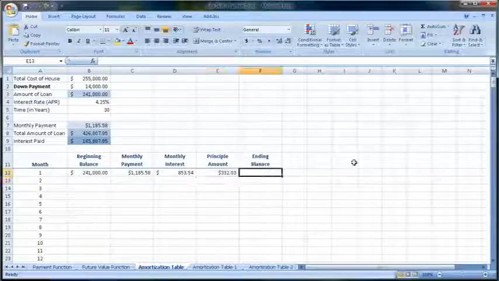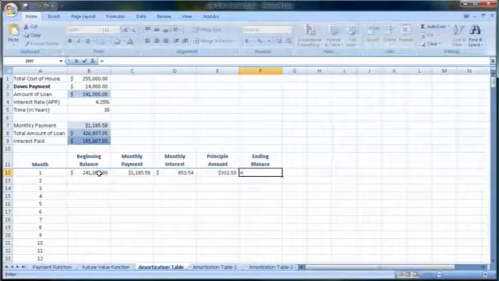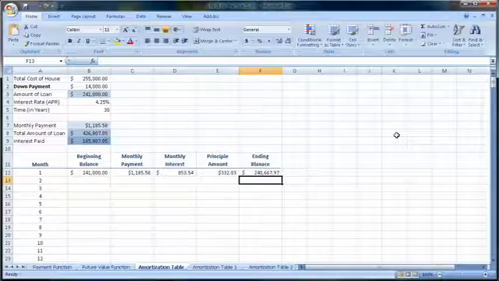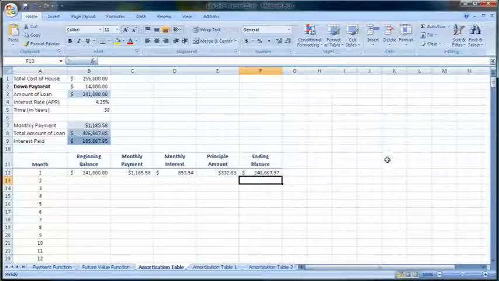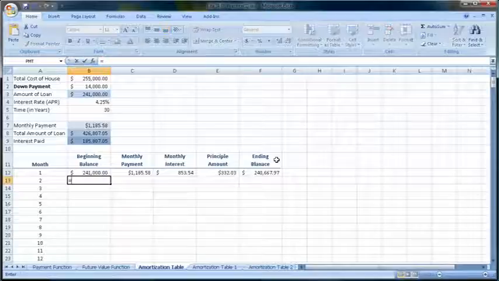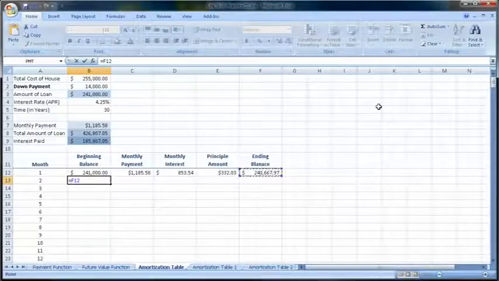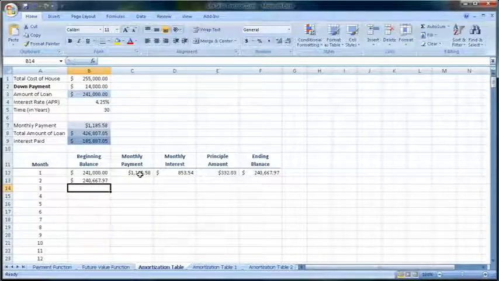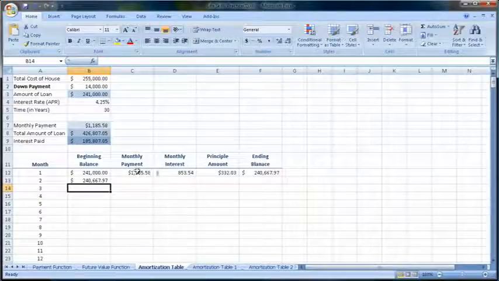So my ending balance for the first month is going to be my beginning balance minus the principal amount. In this case, now I have a balance of $240,667. That, of course, the ending balance of one month becomes the beginning balance of the next. Now at this point, I'm ready to do some fills and fill some ranges, and if I did all the numbers correctly, at the end of my payments, I should have 0 in the ending balance.